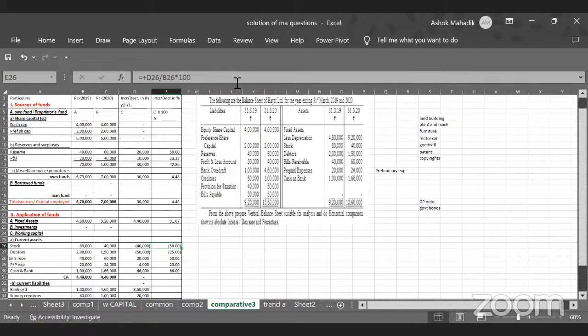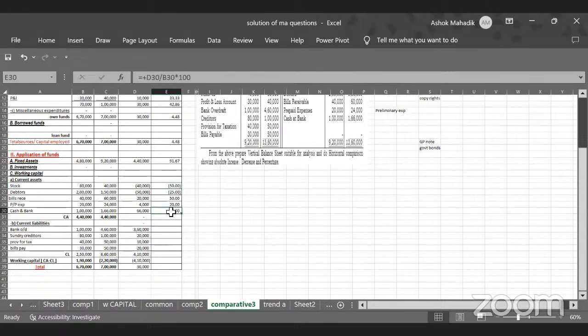I hope this is clear. So we can continue that for all the remaining items. So in 1 hour's time, we could complete the division of two types of sums. Now I'll show you ratio analysis. Calculation of ratios.